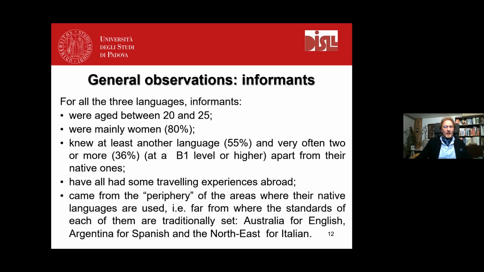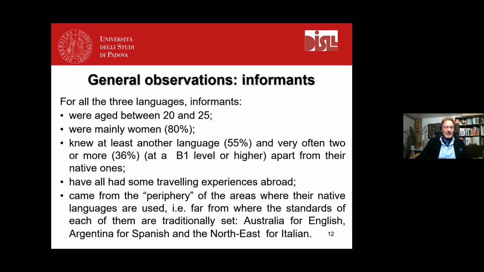They all have had some traveling experiences abroad. And they all came from the periphery of the areas where their native languages are used, that is, far from where the standards are set. Australia is, of course, in the periphery of the English-speaking world, geographically, but also culturally, and in terms of the impact that Australian English has on English when it is taught as a foreign language. The same may be said for Argentina, because at least in Europe, when Spanish is taught, the reference variety is definitely Peninsular Spanish, that is the kind of Spanish spoken in Spain. And even in South America, the reference variety tends to be Mexican rather than the southernmost variety spoken there, that is Argentina.